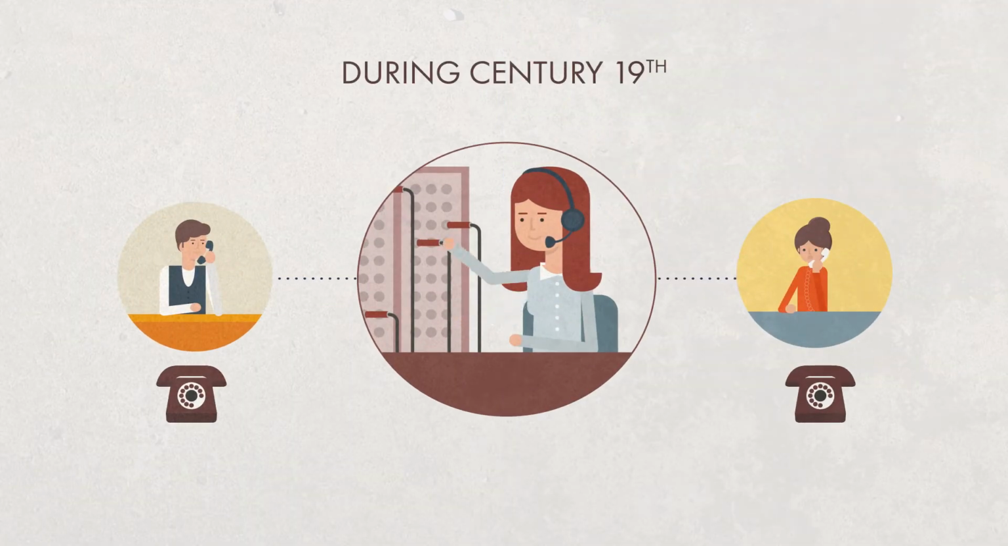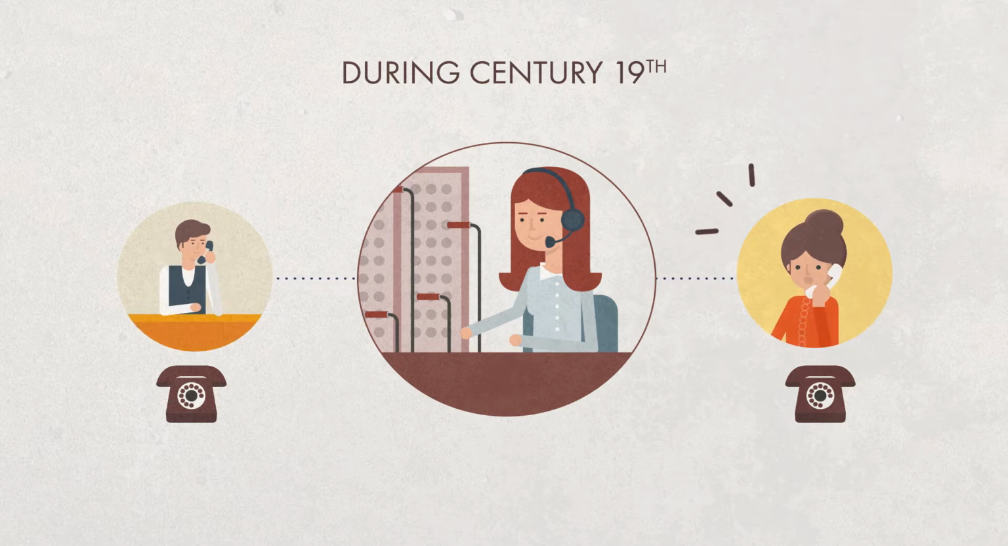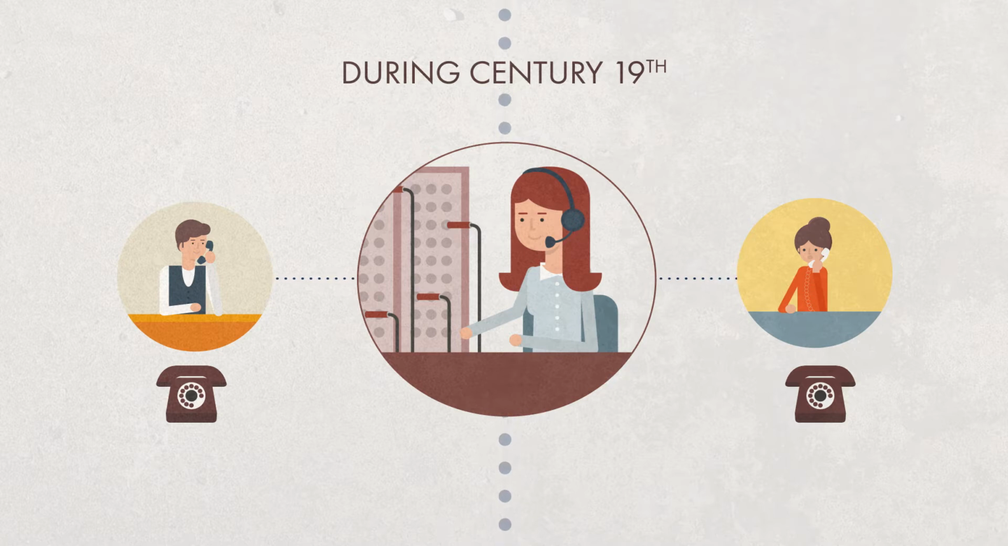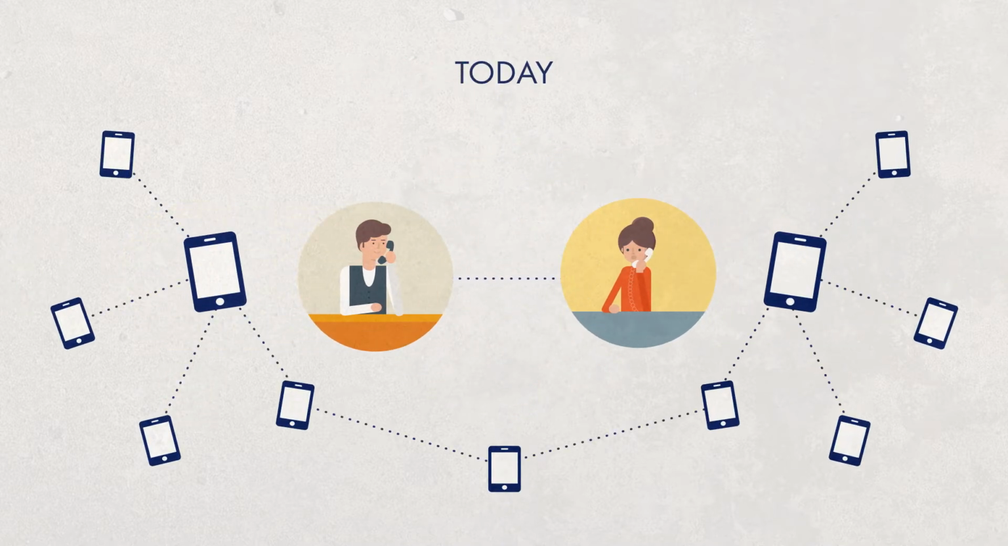In the 19th century, we needed an operator in the middle when we wanted to make a phone call to another person. There was no direct management of communication, and you always depended on this middleman or woman. Telecommunication has evolved drastically, and nowadays no one could conceive of a life without a mobile phone.